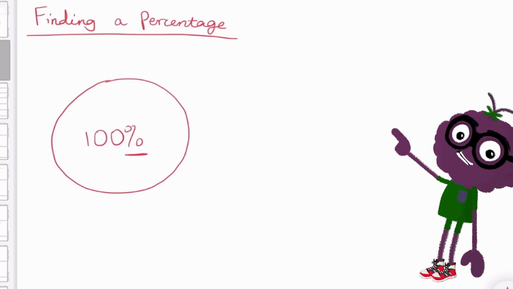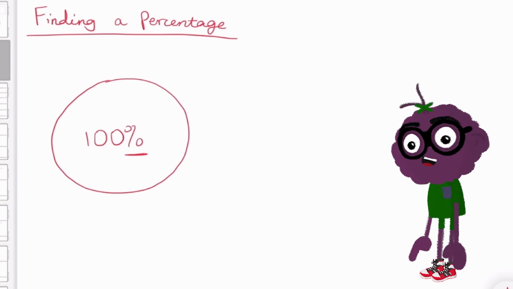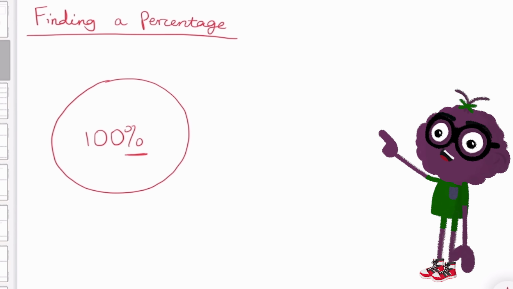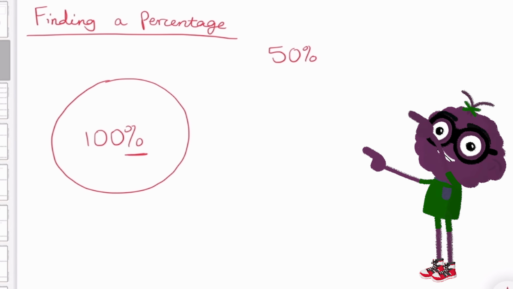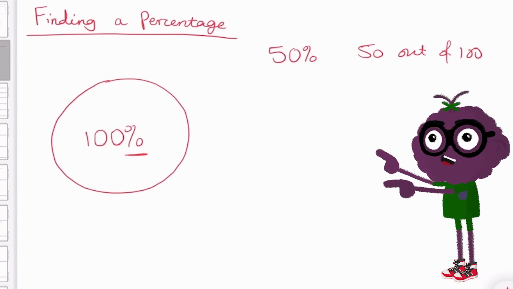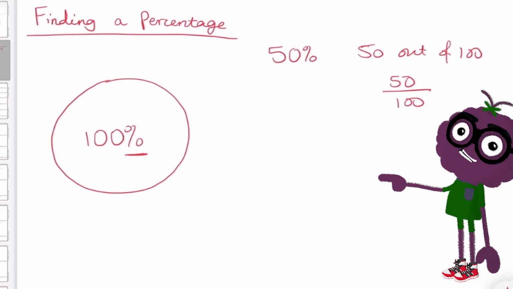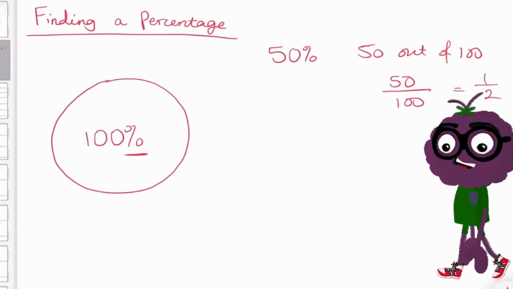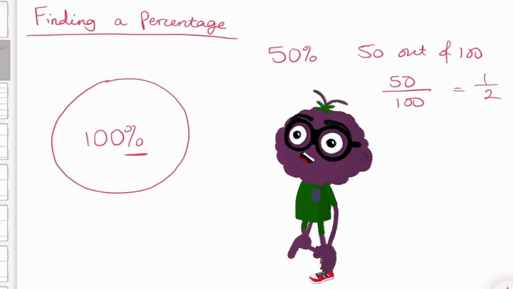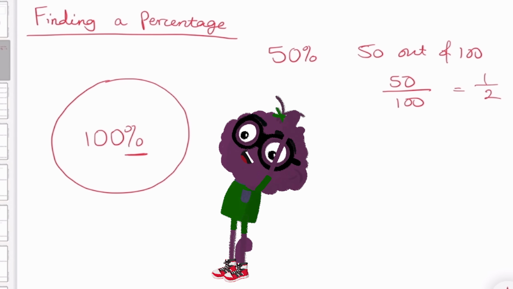And the key thing to point out here is that this provides a consistent base to compare against when looking at fractional parts. For example, if we have 50%, this means that it's 50 out of 100. Or you could say 50 over 100. So 50% is the same as a half. And percentages are often used instead of fractions and decimals. And this is because parts of 100 can be easier to understand.